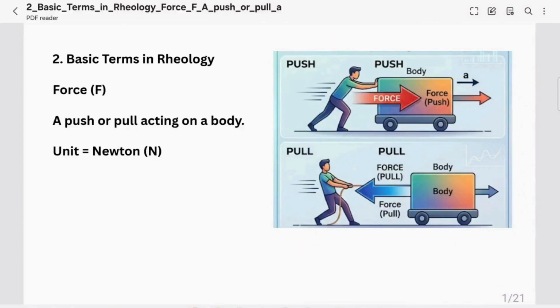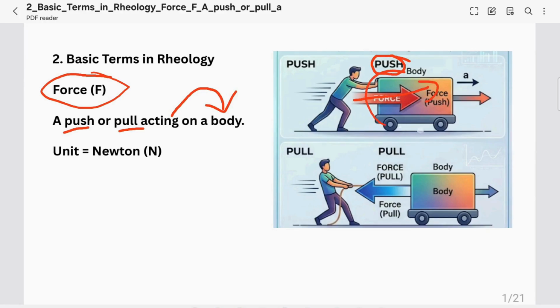Basic terminologies which are used in rheology. The first one is force. Force is nothing but a push or a pull which is going to act on a body. Here in the image we can see a push, which is also a force acting on a body. Another one is a pull. Here the body is pulled in this direction. Here also we are applying the force, so that is called force F.